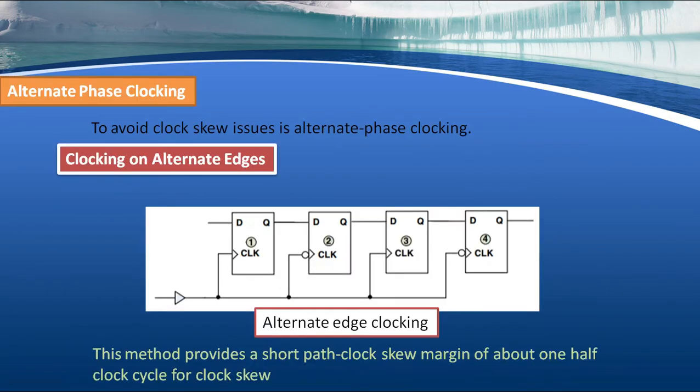Alternate phase clocking. To avoid clock skew issues, use alternate phase clocking on alternate edges. This method provides a short path clock skew margin of about half a clock cycle. What we are trying to do is clocking on alternate edges, that is, if the edges are 1 2 3 4, then what we do there is 1 3 5 7, let's say alternate edge clocking.